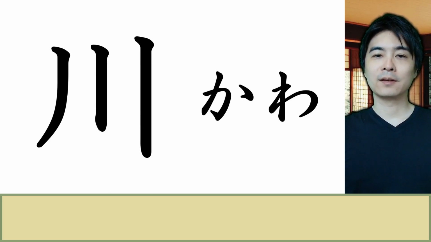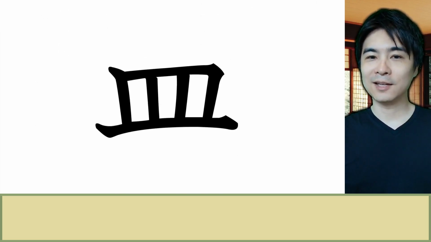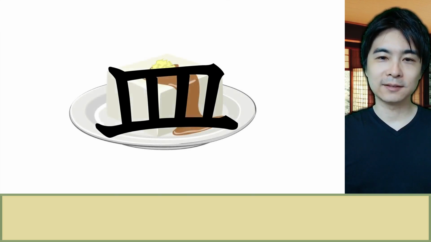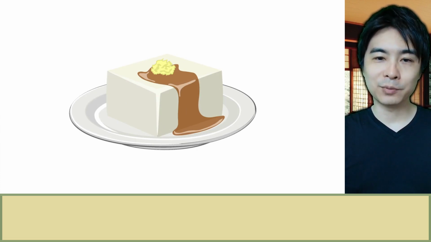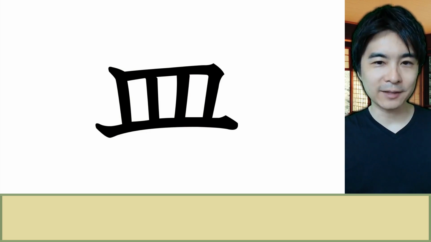Kawa. Okay. The next kanji is this one. Can you guess the meaning of this kanji? How about this? Food is on a plate. This kanji means plate, where you place food. This kanji seems like a plate, right?